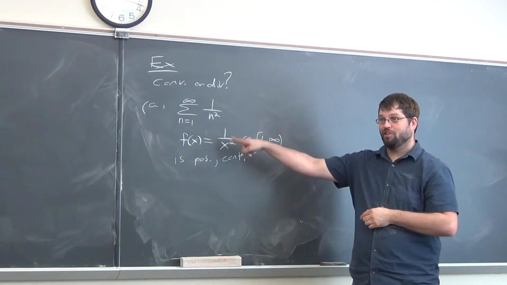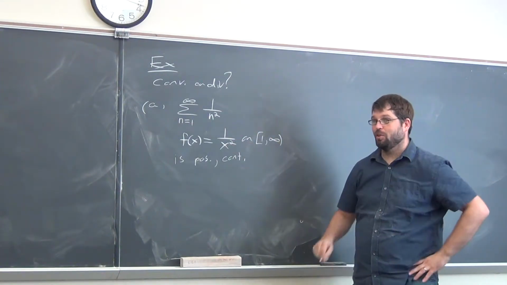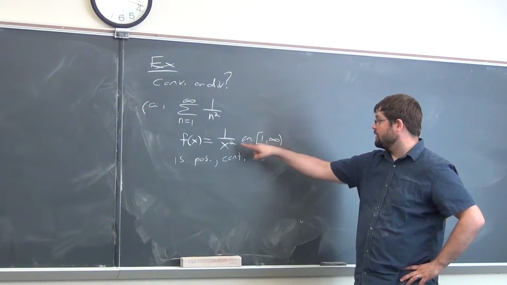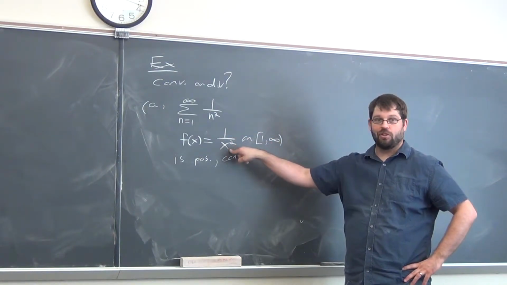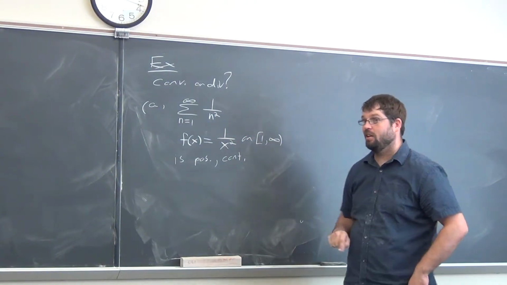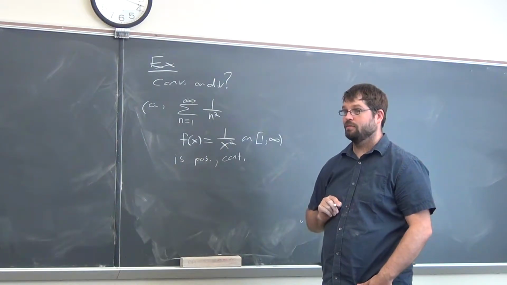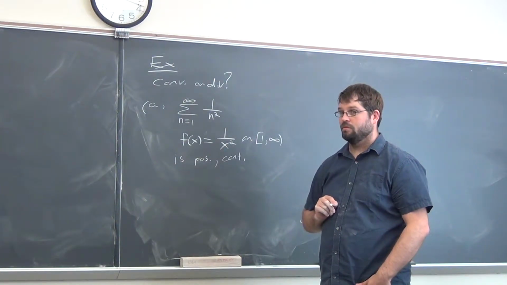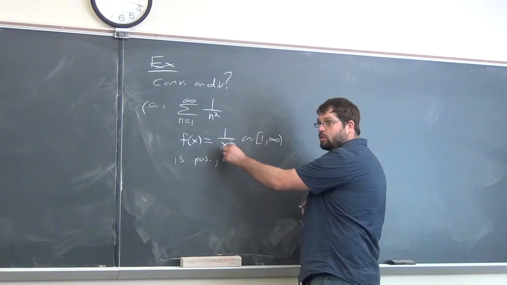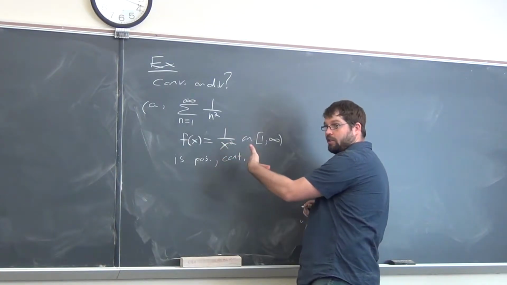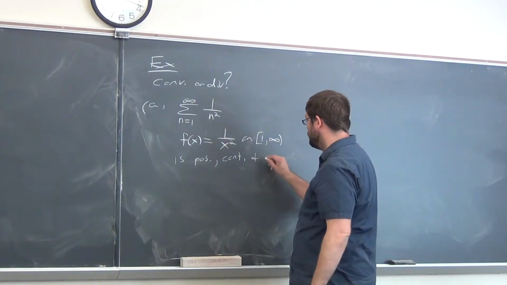Divide by 0, right? 1 over 0 squared is 1 over 0, undefined. So this thing's continuous everywhere except for 0, and so definitely continuous on the interval we care about. And is it decreasing? Yeah, right? You're doing 1 over x squared. If you put bigger x's in, it gets smaller, right? So you don't really need to show anything.